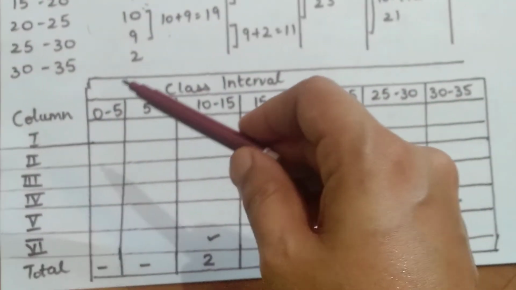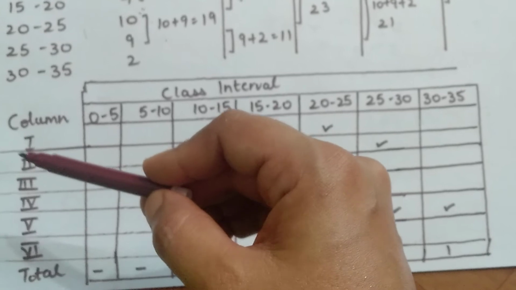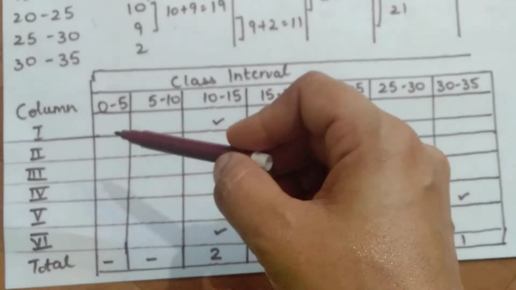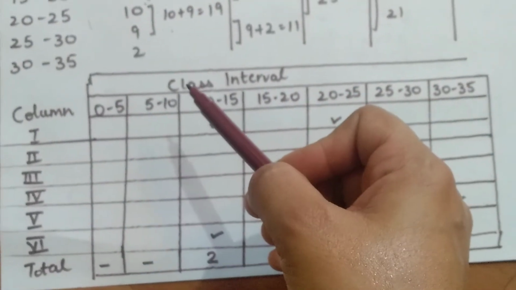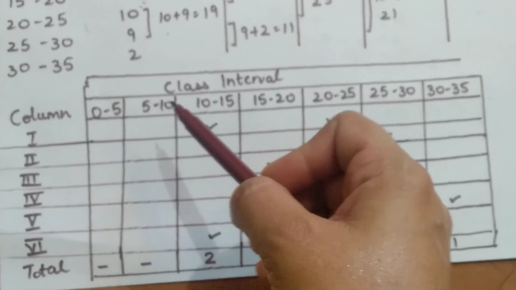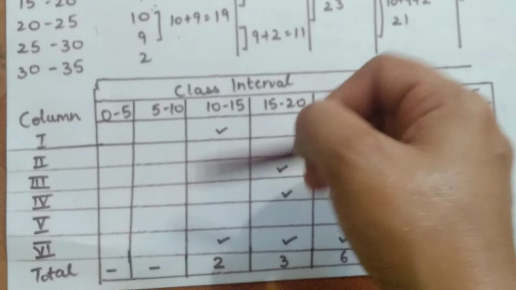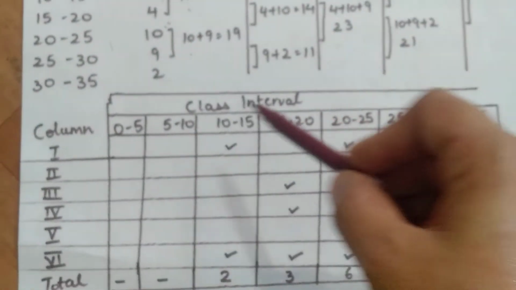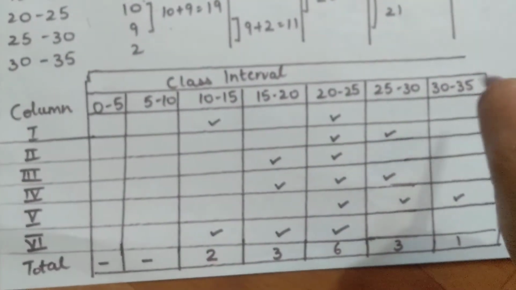Clear? After this, we have to form a chart like this. On one side, we will write the columns. In all, we have 6 columns. So I have written first, second, third, fourth, fifth and sixth, then total. Then we have to form the rows. In the rows we will just write the class intervals, that is 0 to 5, 5 to 10, that is the class sizes which we have in the table. It is till 35, so I have just made the similar class intervals.